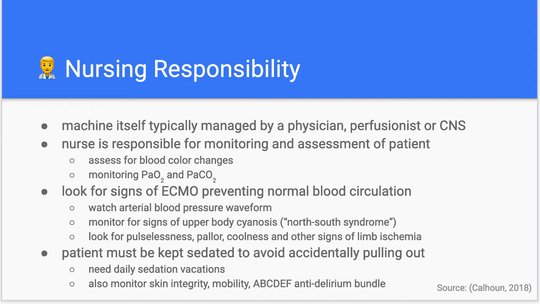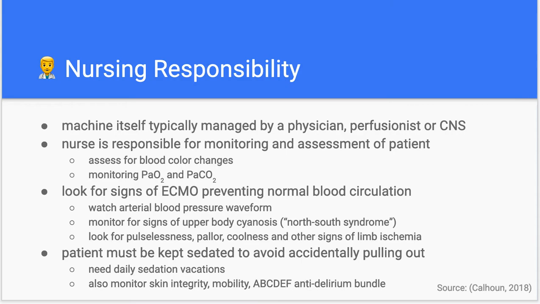The nurse obviously is responsible for monitoring and assessing the patient. So, as we would do normally with a patient in the ICU, we're going to be taking ABGs. We're going to be looking at their blood oxygen concentration and their CO2. The nurse might not be taking those ABGs. That might be a respiratory therapist, but you're going to want to look at those numbers.